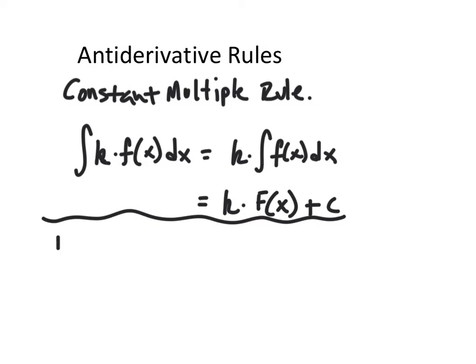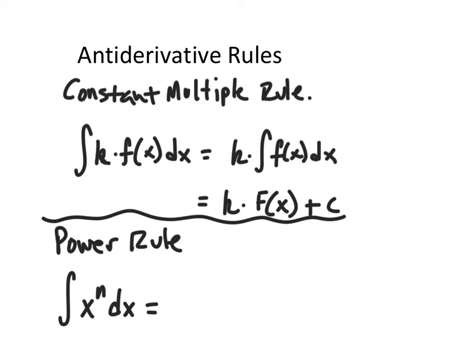The next one is the power rule. The power rule means that if I take the integral of some function, say x to the n dx, then I'm going to increase my exponent by 1 and then divide by my new exponent, n plus 1, and then add c. So that's our rule for the power rule.